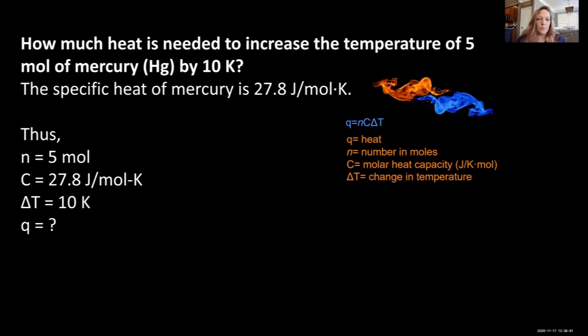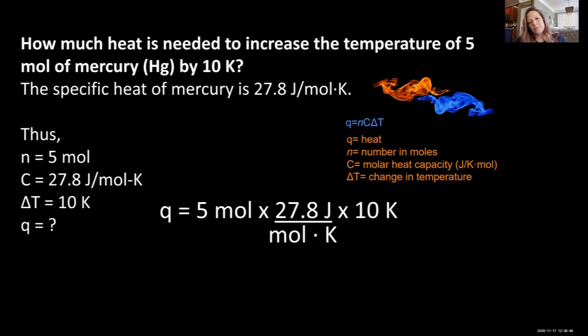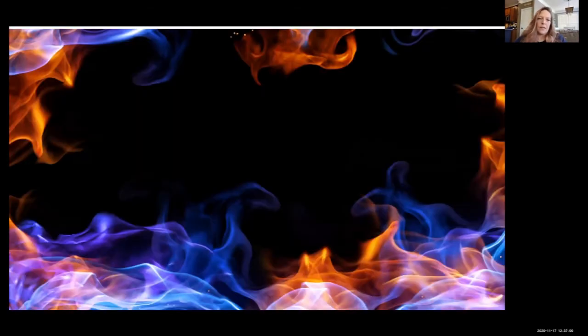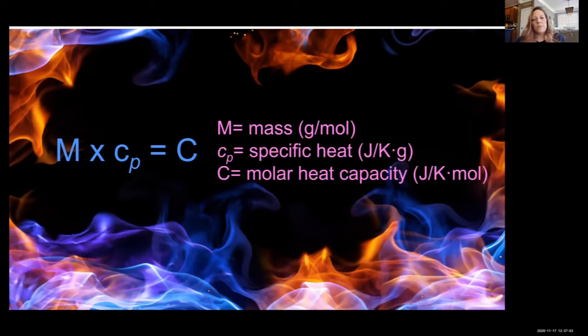So we plug in our numbers, and we get this formula. We can take out moles, and we can take out Kelvin, and we get that the heat is 1,390 joules. So if we want to find out the molar heat capacity, we need the mass in grams per mole times the specific heat, which in this case is joules per Kelvin gram.